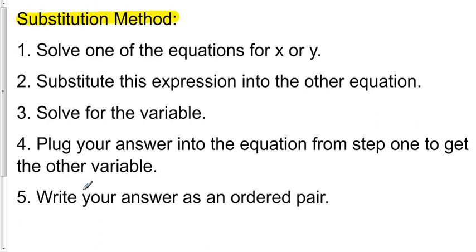Then in step 4, whatever you get for your answer for x or for y, you can plug into the equation from step 1. And then by the end here, you should have an answer for both x and y, and you can write it as an ordered pair. Just as a side note, if you are solving with 2 other letters like a and b, or m and n, when you write your answers in ordered pair, they always go in alphabetical order.